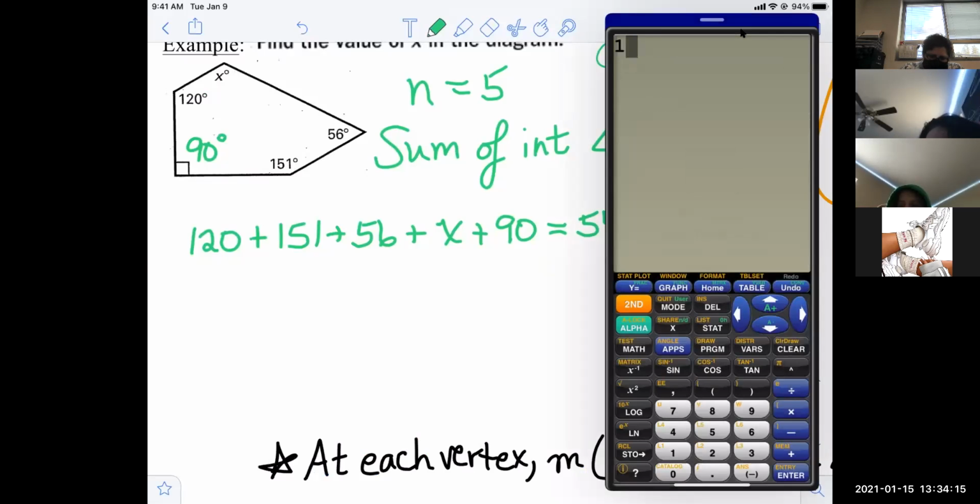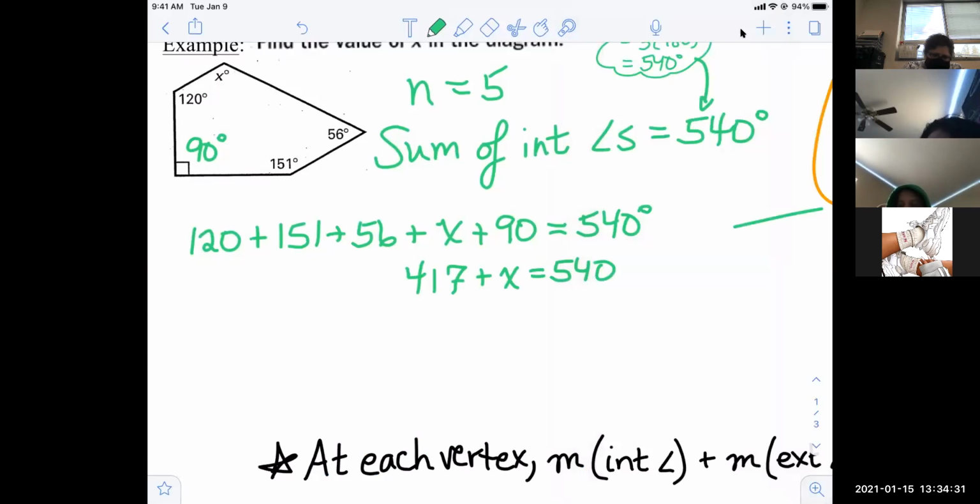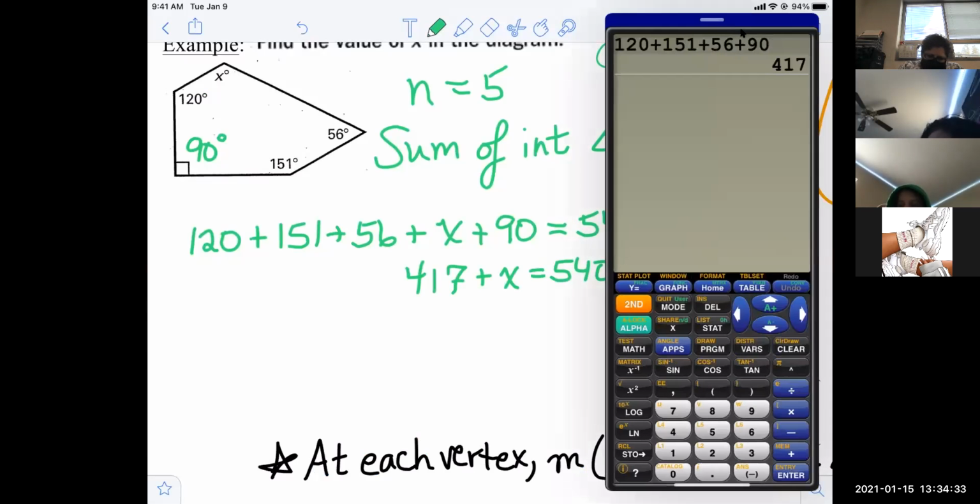Okay, 120, 151. Your calculator is going to be your friend on these problems. Okay, 417 plus X is 540. 540 minus the answer, 123.